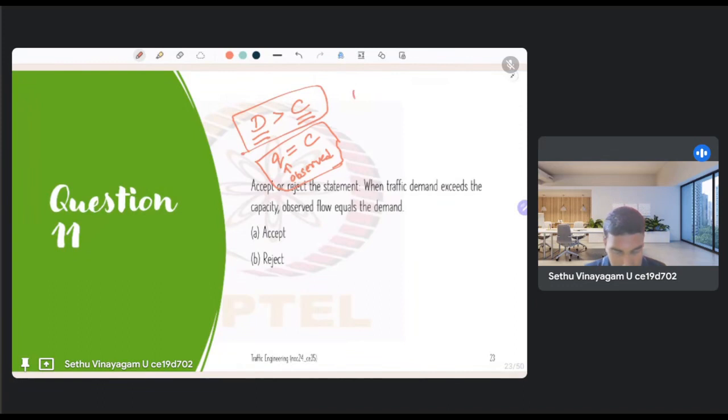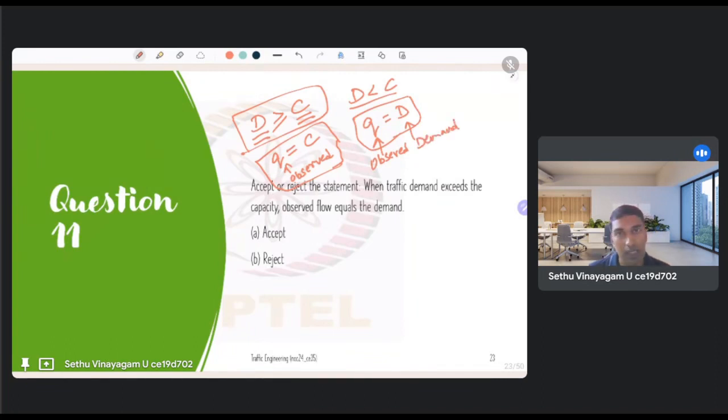Right. So in the other case, when demand is less than capacity, so what happens? So greater than or equal to. So when demand is less than capacity, Q would be equal to the demand. Okay. So when there is not enough demand, when compared to the capacity, whatever we are observing is equal to what is the actual demand.